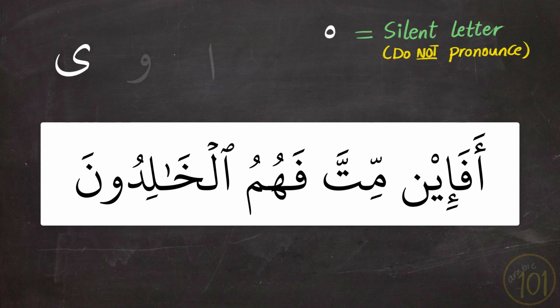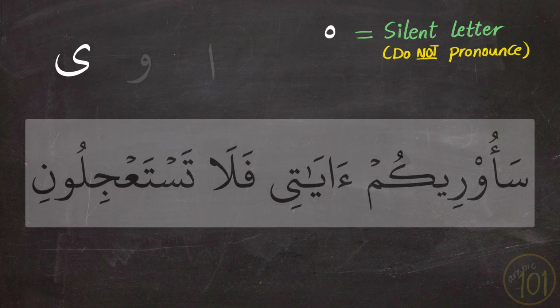Here we see it on top of the ya, which means that the ya doesn't exist. Which also means that if you pronounce the ya in this word, it would be wrong because the ya should not be pronounced. Next example.